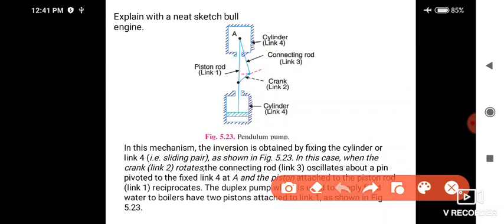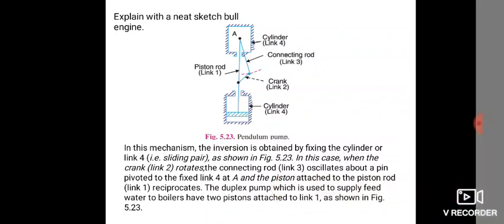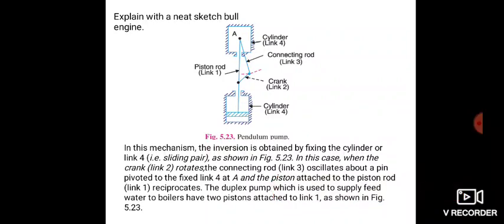So here what happens, if the crank starts rotating, this connecting rod oscillation will be taking place about the pivot, fixed to the fixed link 4 at A. The piston attached to the piston rod reciprocates. So the duplex pump, which is used to supply feed water to the boiler, has 2 pistons attached to the link 1. It is shown in the figure clearly, okay?